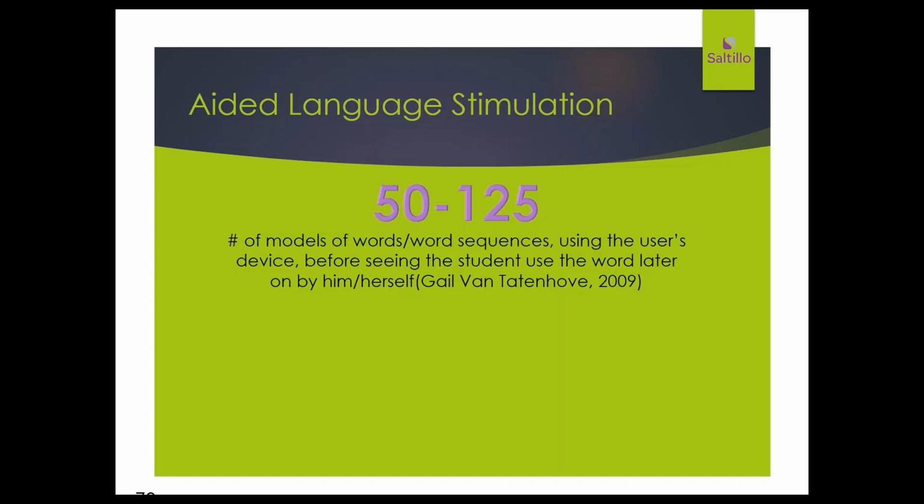So I get that question all the time when we talk about aided language stimulation. All right, well, I modeled more 3 times, and they're just not getting it. So I don't know, maybe I should just move on to another one. And this data from Gail Van Tatenhove is showing us, no, you have to model a word 50 to 125 times, or the sequencing of words, to be able to have them use it later on independently. And that can seem like a lot, and I get that. Right? 50 seems like, 125 seems like, oh my goodness, how am I going to do that? But we'll get into that because it can be easy.